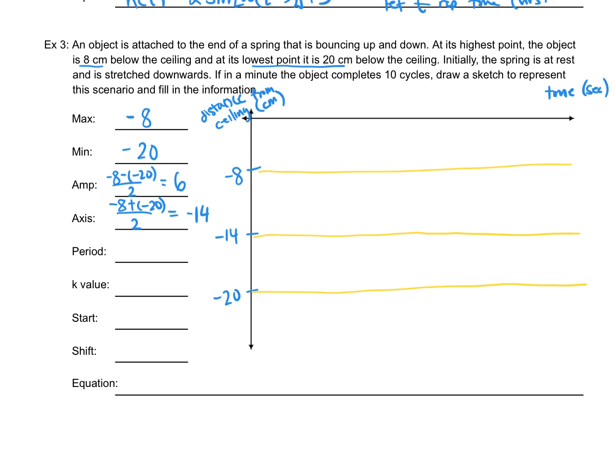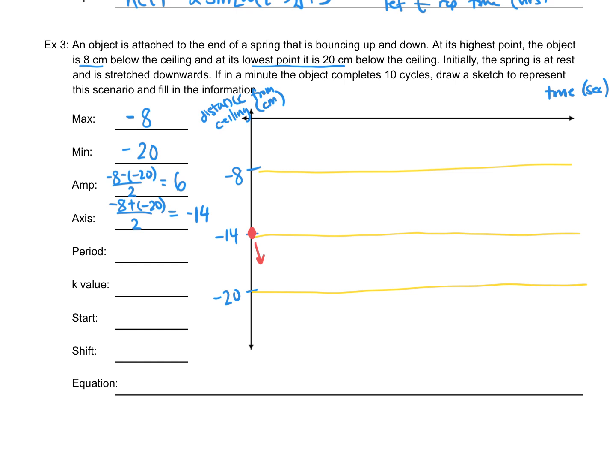And now, let's see what we're told. Initially, the spring is at rest and it's stretched downwards. Being at rest would mean we're starting at the midline and then we're being pulled down, so we're going to go down to the minimum.